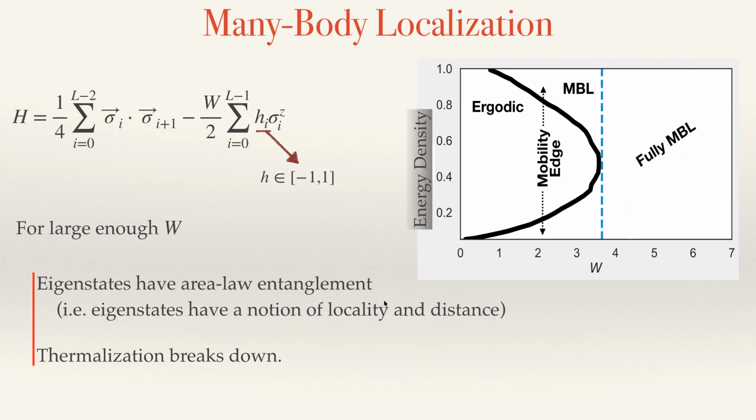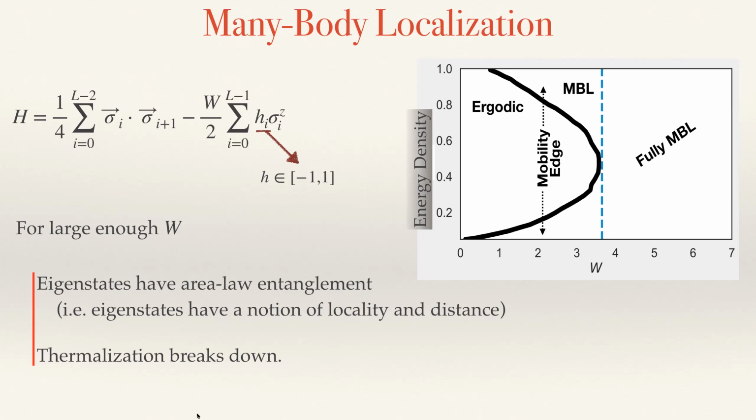If you just took a typical Hamiltonian, a typical eigenstate, you would expect it to have volume law entanglement. That follows from the fact that such an eigenstate needs to look thermal. If I'm at high energy density, I'm typically at a finite temperature. And if it looks thermal, all thermal density matrices are volume law. So it follows that a typical eigenstate should be volume law. These eigenstates are weird, they're area law. That means they have a notion of locality, a notion of distance, hence the name many-body localization. Because they're area law entangled, they can't look like the thermal density matrix, and that means thermalization breaks down.